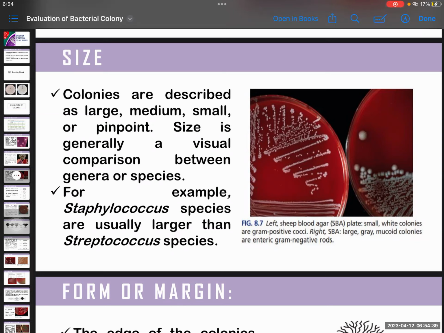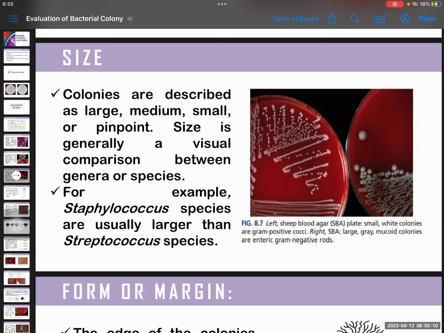Again, it doesn't give us much vital information, but it can be very useful in comparing or differentiating between genera or species. So a very good example of this would be between Staphylococcus and Streptococcus. Generally, they both have very similar colony growth. So medyo whitish or creamy yung colonies nila. But one thing we can use to describe them is their size.